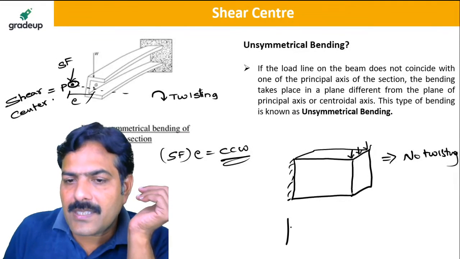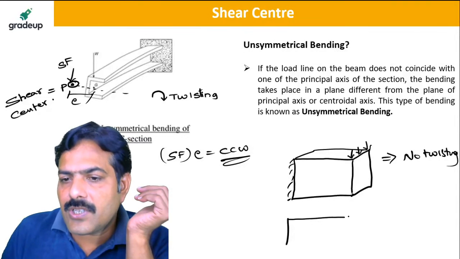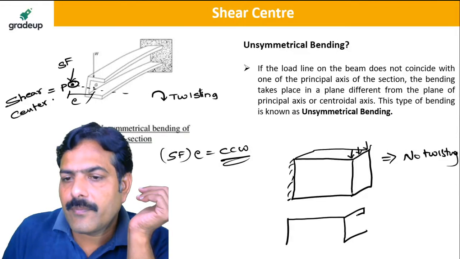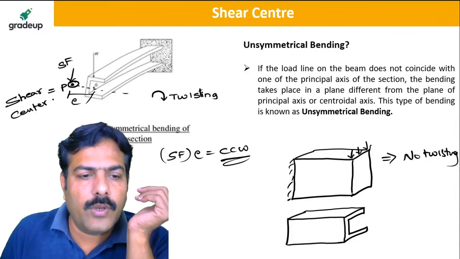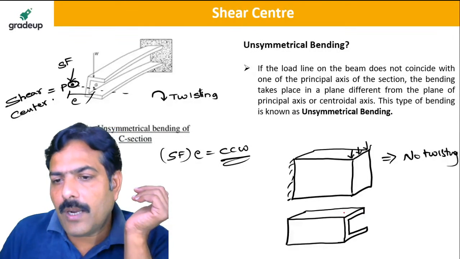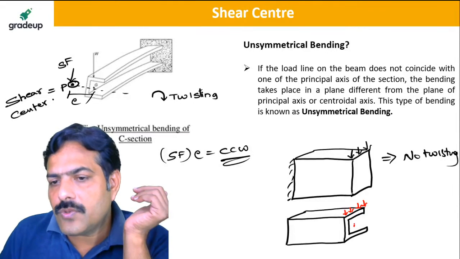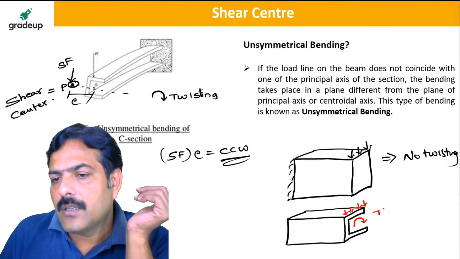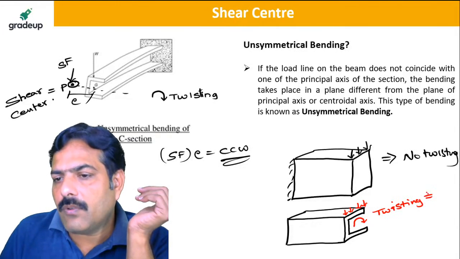But when you take a C channel, if your cross section is like this, and now you are applying the load on this, you see that there is a twisting here. So clockwise twisting is not equal to 0.